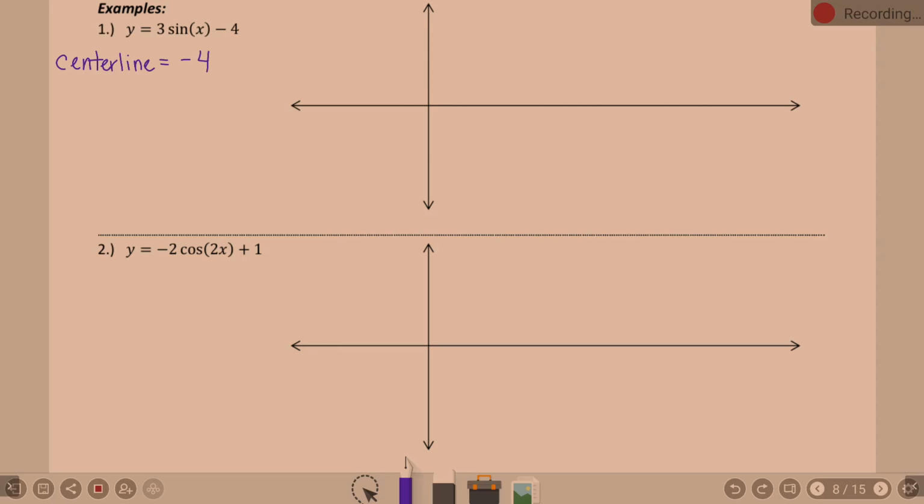The next thing I like to talk about is the amplitude. According to our chart, what's the amplitude?